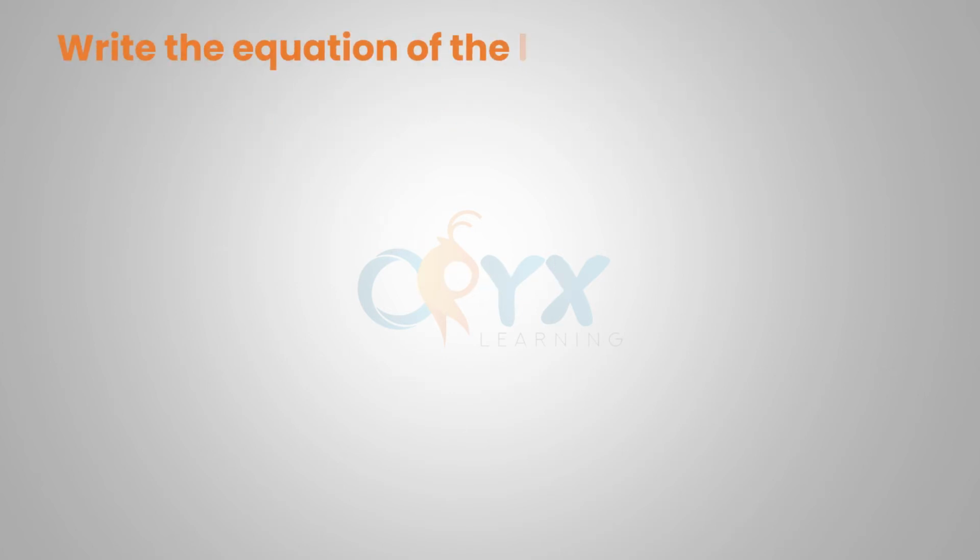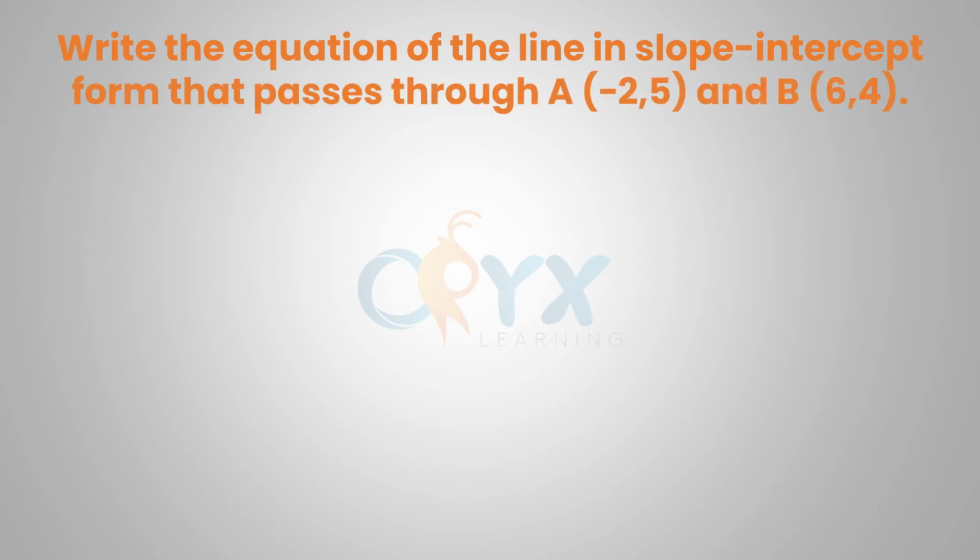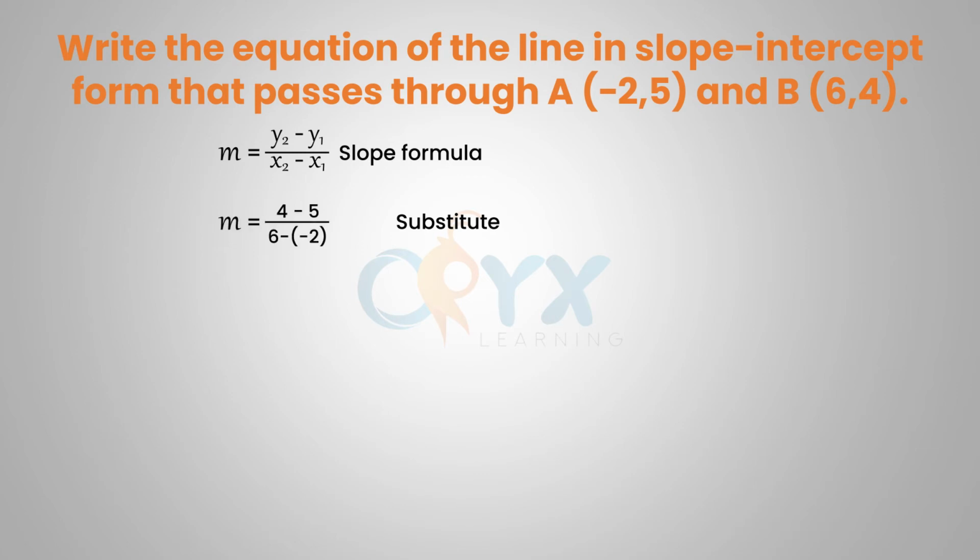Write the equation of a line in slope-intercept form that passes through A(-2, 5) and B(6, 4). So again, our slope formula is y2 minus y1 over x2 minus x1. Substituting in x1, y1, and x2, y2, I get 4 minus 5 over 6 minus negative 2, which leaves me with that same slope as before, negative 1 over 8.